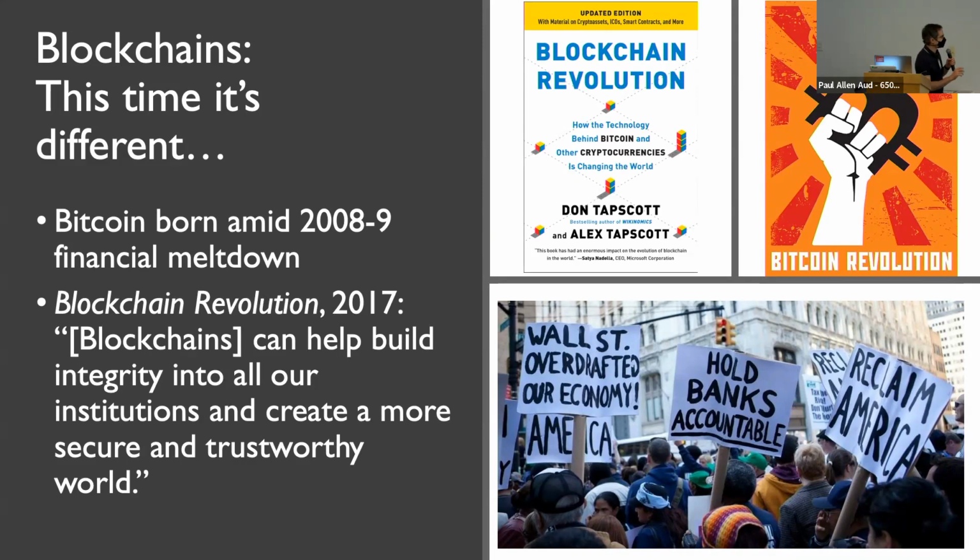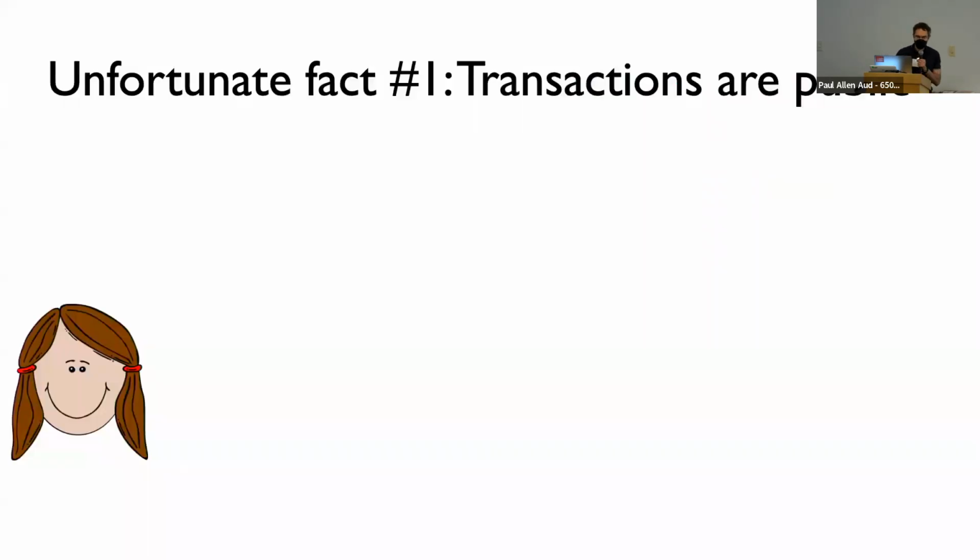This ethos, I think, is well captured in this sort of rhapsodic quote here from the Tapscotts in a book published some 5 years ago. But this vision of fairness and transparency hasn't quite come to pass. And I'm going to talk about one important respect in which it hasn't been realized because of two unfortunate facts about permissionless blockchains. The first unfortunate fact is that transactions are publicly visible.